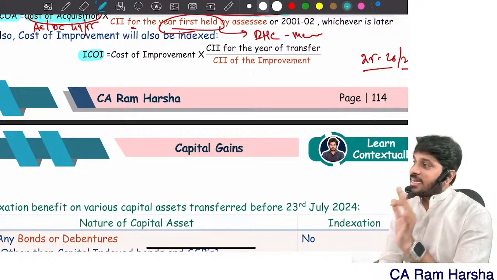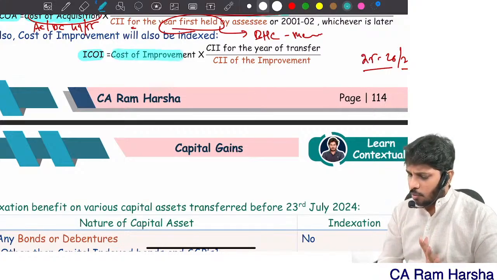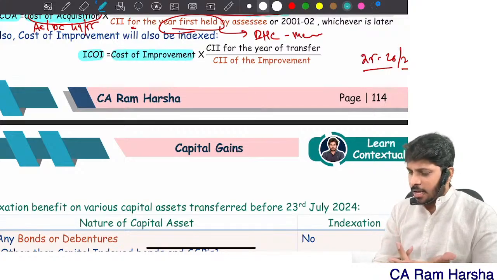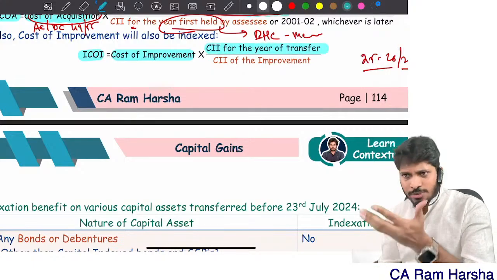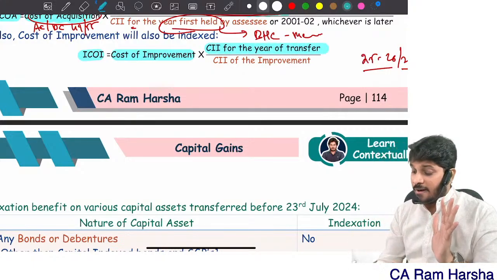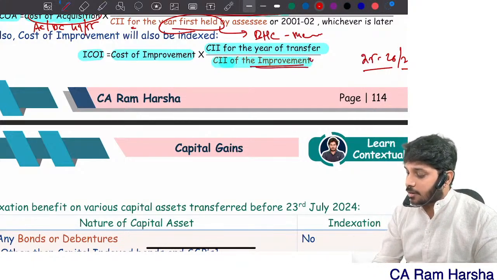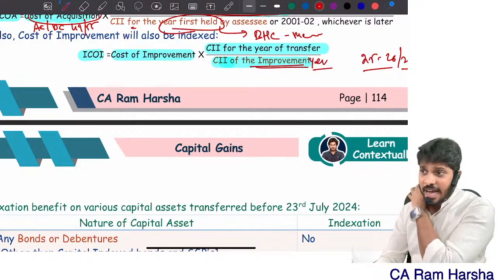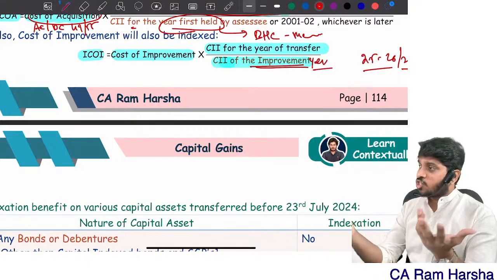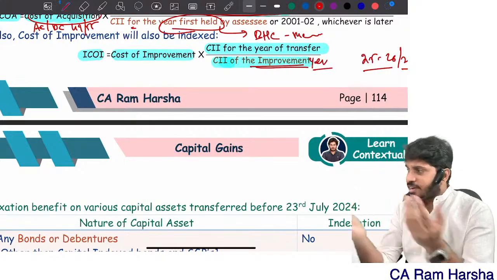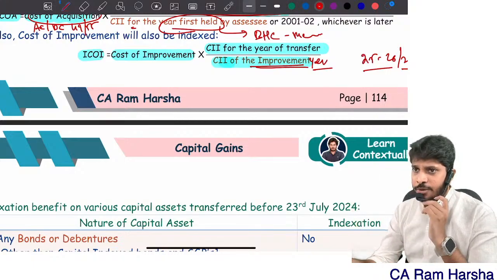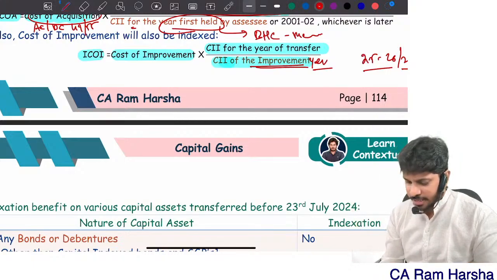Now how to calculate the indexed cost of improvement? Simple. Identify the cost of improvement. The index number of the year of transfer is the same numerator. Denominator: the CII of the improvement year. Add the words CII of the improvement year. In which year has the improvement been incurred? Which financial year? That financial year's index number you should put. That's it. Clear? Next.